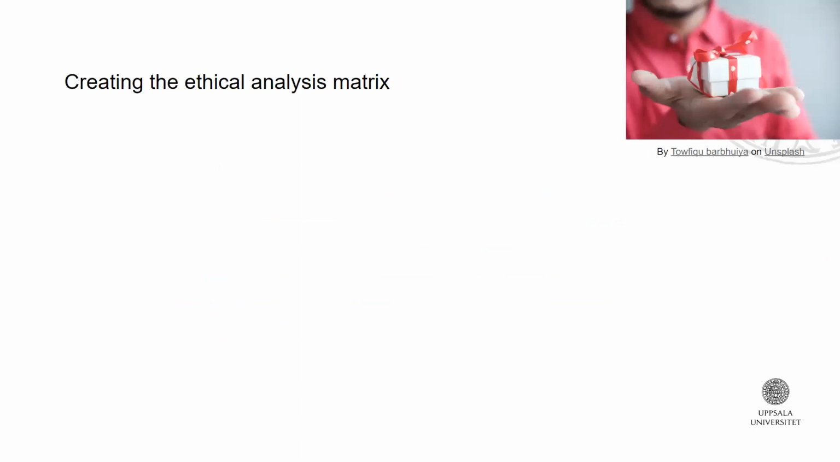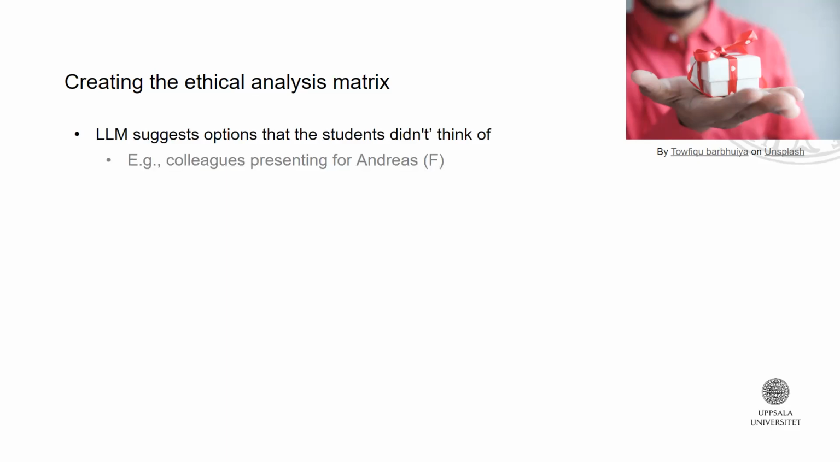Okay, now we go to the ethical analysis matrix that you saw before. And now we think of a gift, right? The LLM gives a gift to the students and the students go like, oh, fantastic, I didn't even know I needed this. Or they go like, okay, what do I do with this, right? And there are nuances of that. So the LLM suggests options that the students didn't think about. So for example, it said, why doesn't Andreas ask a colleague to present for him, so he doesn't have to go to the conference, maybe someone who's already there could present. Students happy, they didn't think about this, great help.